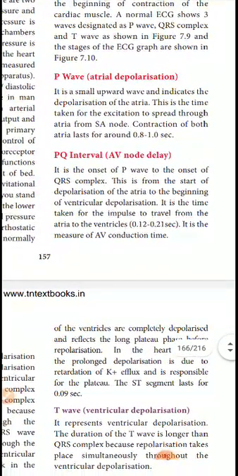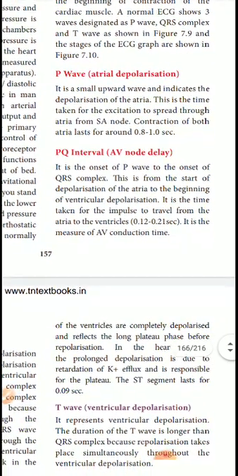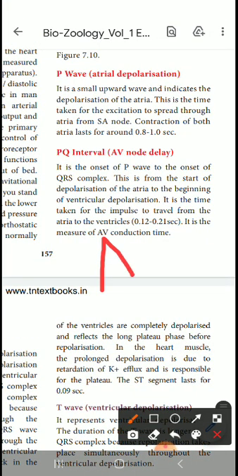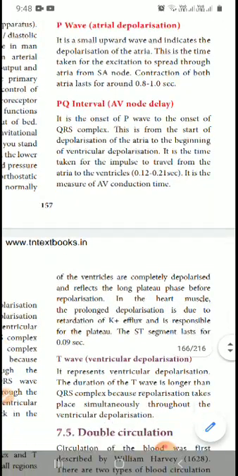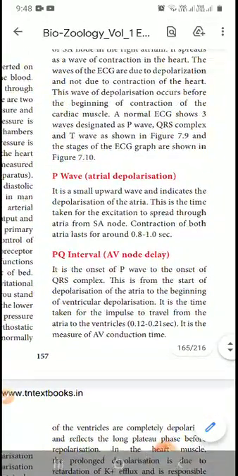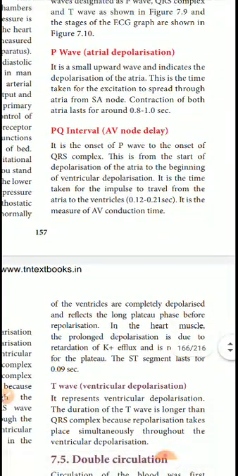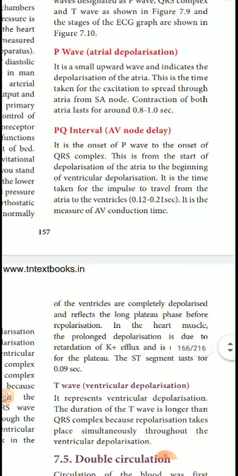Okay, next the P wave, it is atrial depolarization. P wave means what? Atrial depolarization. It is a small upward wave. Upward means it is moving up. So see, like that, it is the upward. This is the time taken for the impulse to spread through the atrium from the SA node. SA node means what? Tell me. SA node is the sinoatrial node. Don't forget that. Hereafter we can say SA node only, but don't forget SA is sinoatrial node. The contraction of both the atria lasts around how many seconds? 0.8 to 1.0 second, very important.